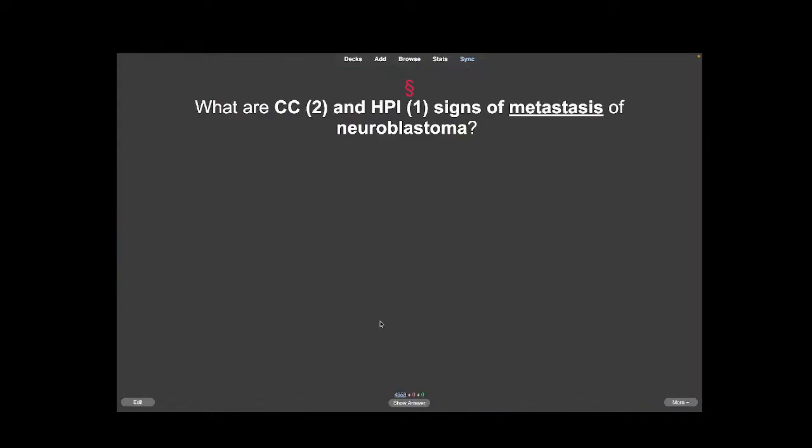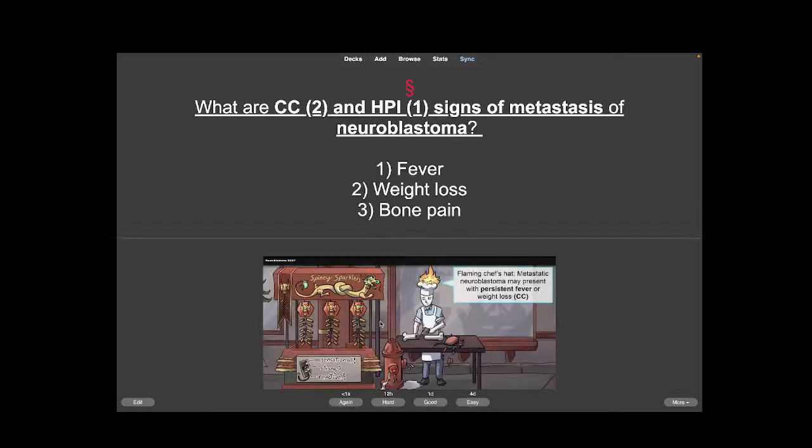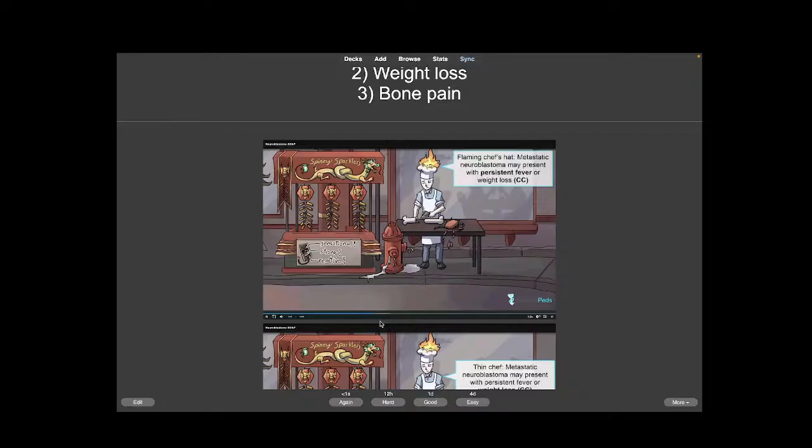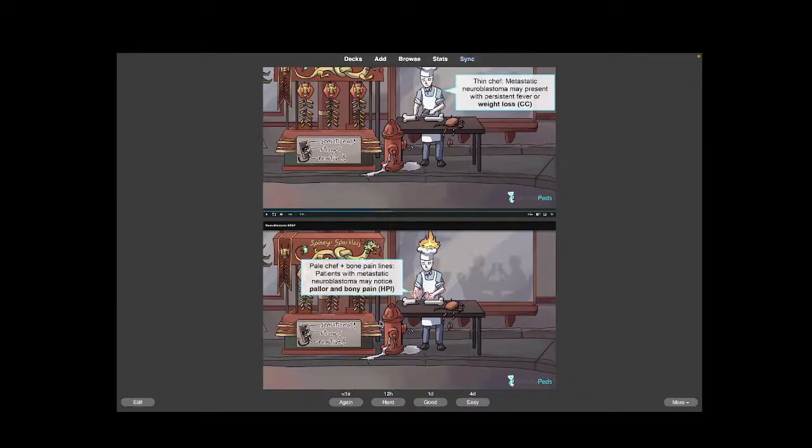So chief complaints and presenting illness in neuroblastoma. You'll come with fever. There's some weight loss, and you can see pallor. You look pale.